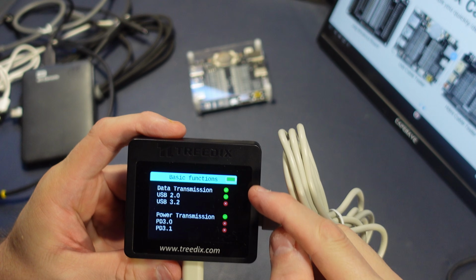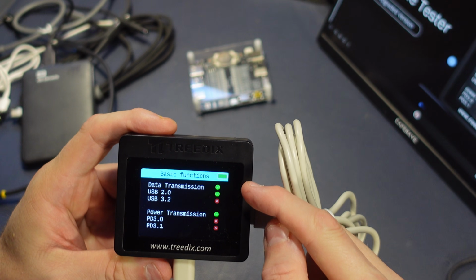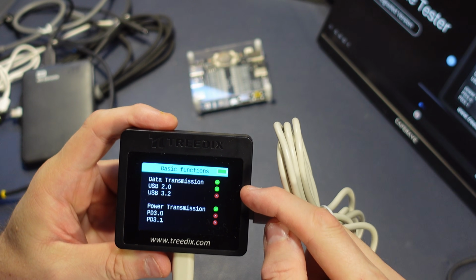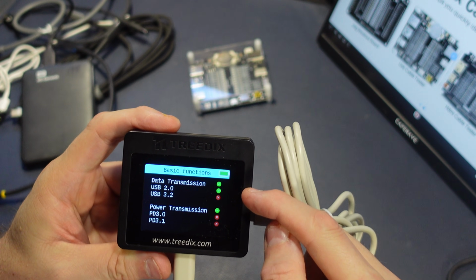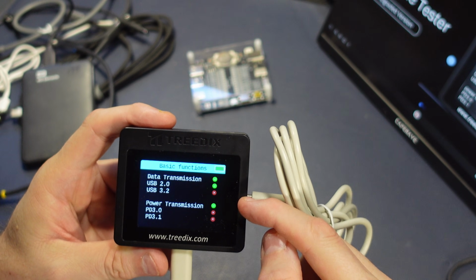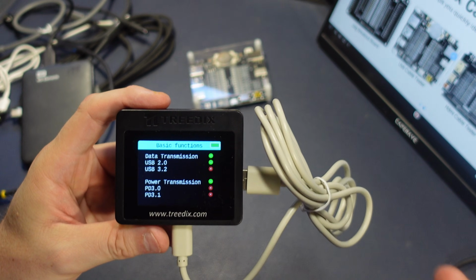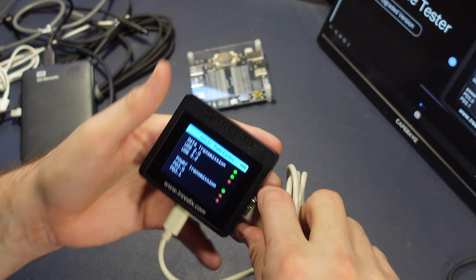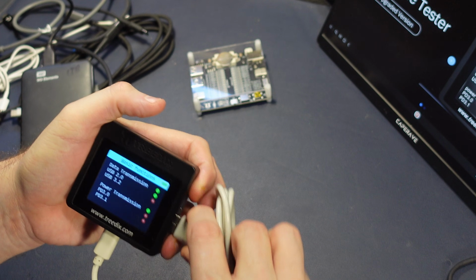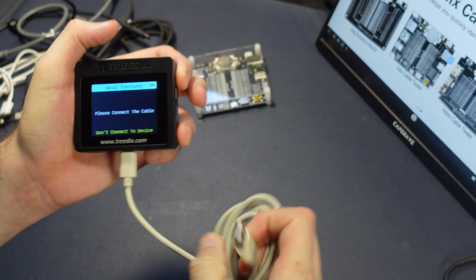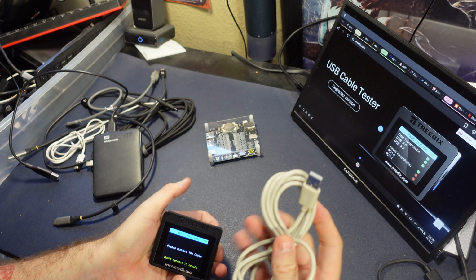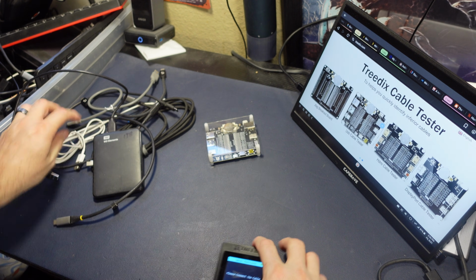So in this case, we do get basic data transmission along with USB 2.0 data transmission as well as basic power. No PD power, but basic power. So this would be great for like a DAP or something like that where you're doing basic power and basic data transfer. So that's kind of cool. Let's see what else we got here.